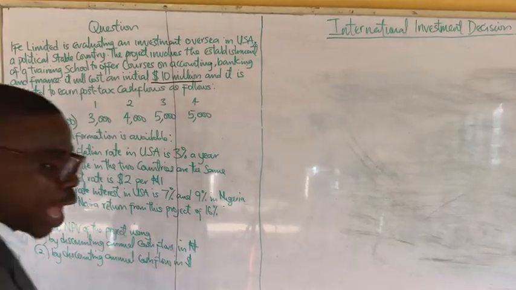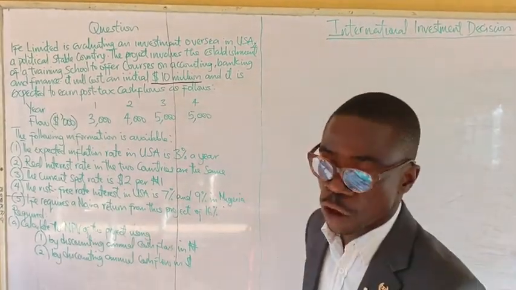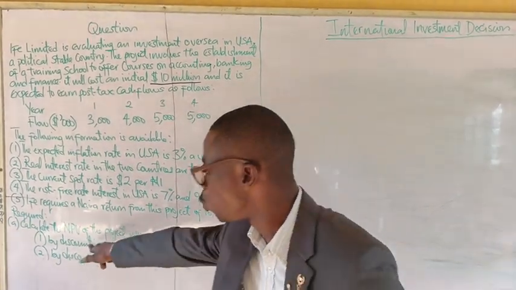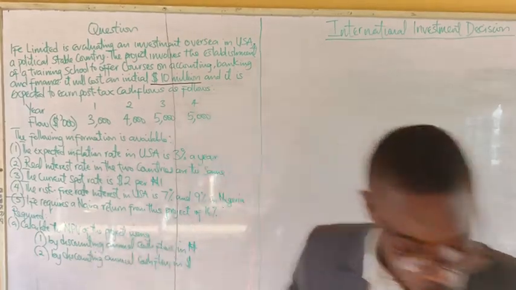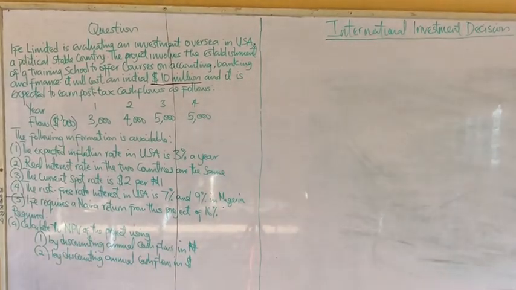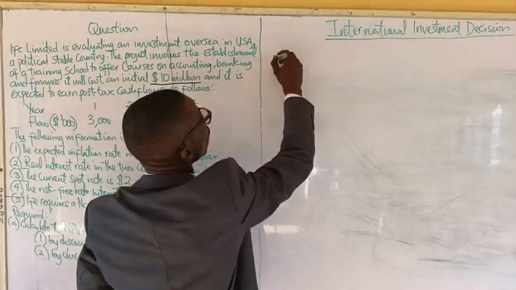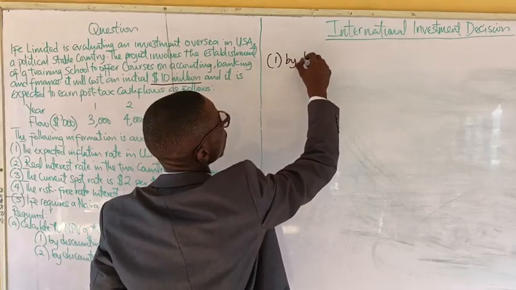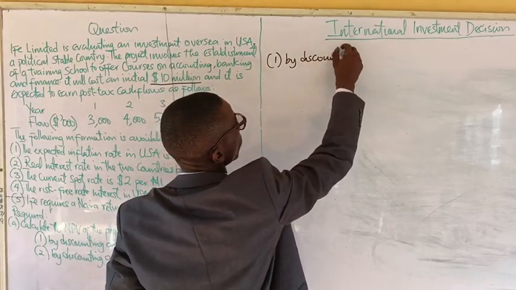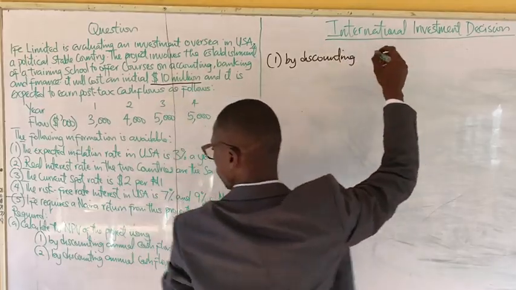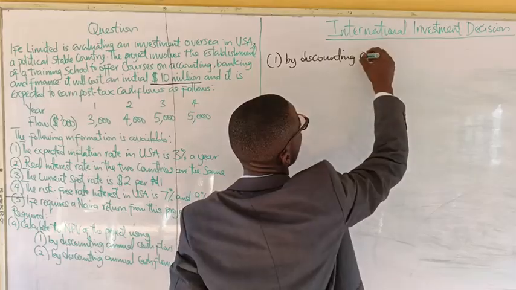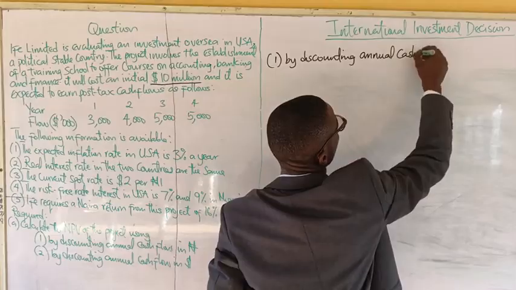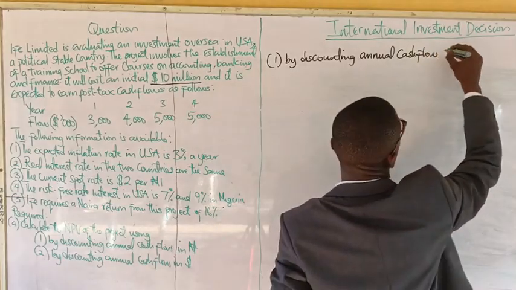So now, let's solve for method 2. That's what they're asking us in this question. Method 2. So now, question 1, he said we should do what? By discounting the annual cash flow in naira.